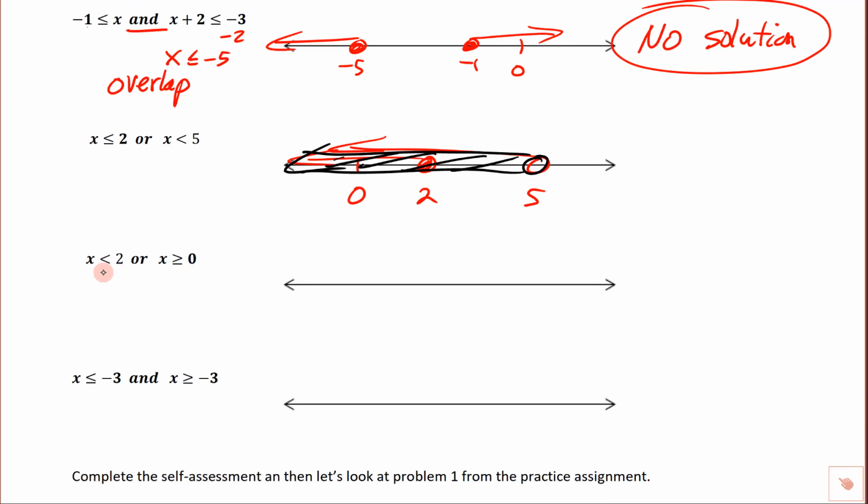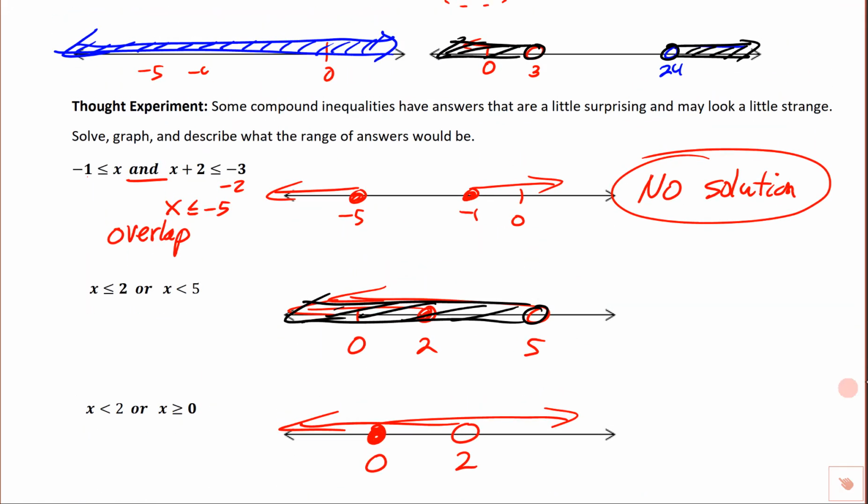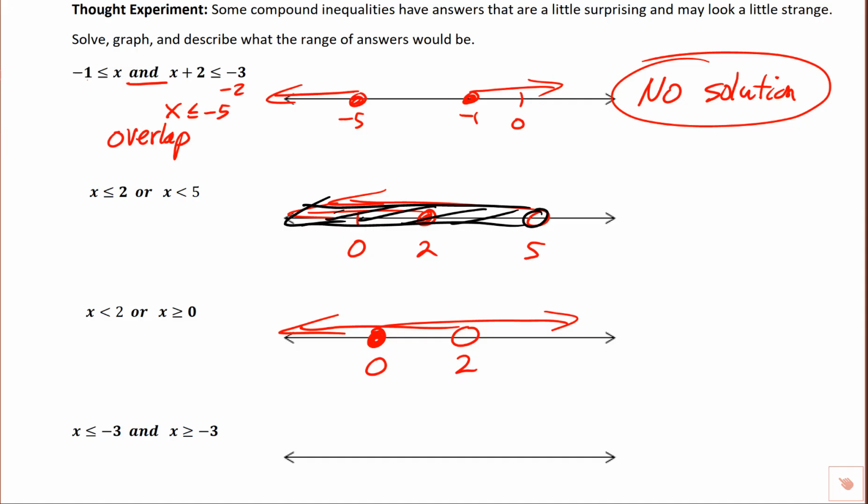Again, this one's already solved, so we've got 2. So I'll put 0 on here, and that's going to be filled in. And I'm going to put 2 on here, and that's not going to be filled in. We would shade less than 2, so that's going to go that direction. Or greater than or equal to 0, so greater than would be this direction. And the word is or, so we're looking for any type of shading at all. So this is like that example up above where everything was shaded. So the answer on this one is going to be everything. The whole thing from one end to the other. So it's going to look like this.